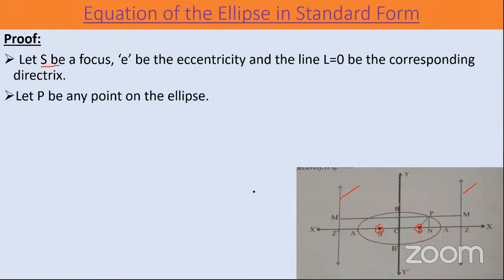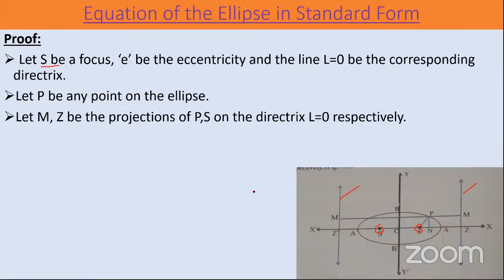Let P be any point on the ellipse. Let M and Z be the projections of P and S on the directrix L equal to 0. Projection is nothing but the foot of the perpendicular. Let N be the projection of P on SZ, which is perpendicular to SZ.